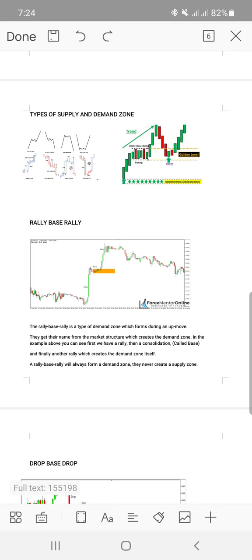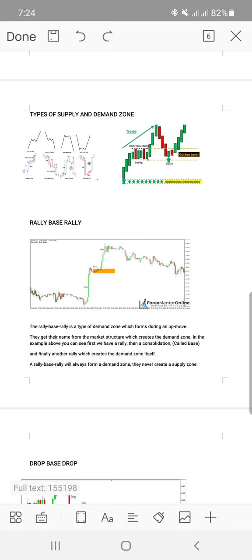In the previous video I didn't show you how to mark them, how to identify them, what causes those areas to form. So in this video I'm going to be showing you practically how to mark out potential demand and supply zones, what will help you to understand the areas where demand and supply is going to form.